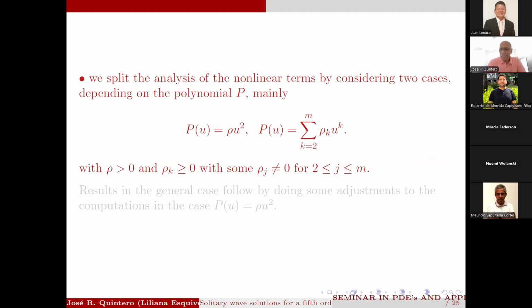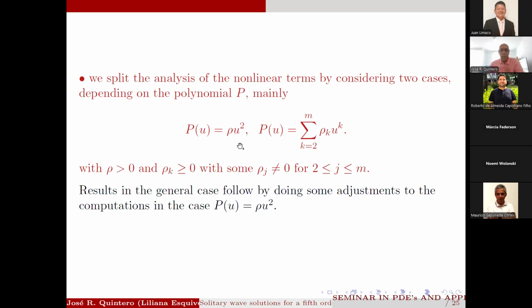So the analysis that we are going to do here has two parts. One is the simplest one, which is the quadratic polynomial, and the other one is the general one. The important thing is that the general case essentially follows the same ideas as the particular case, rho u squared.